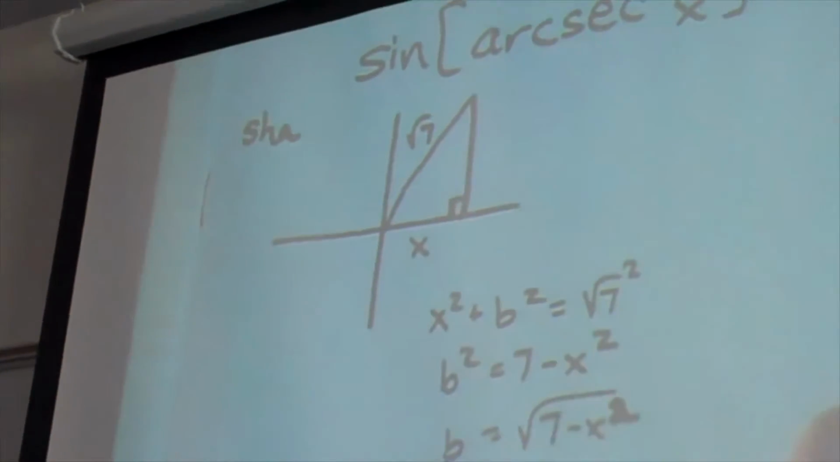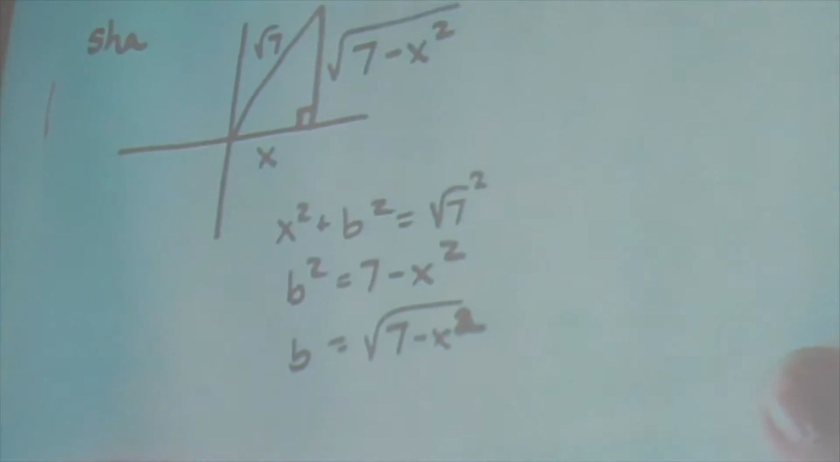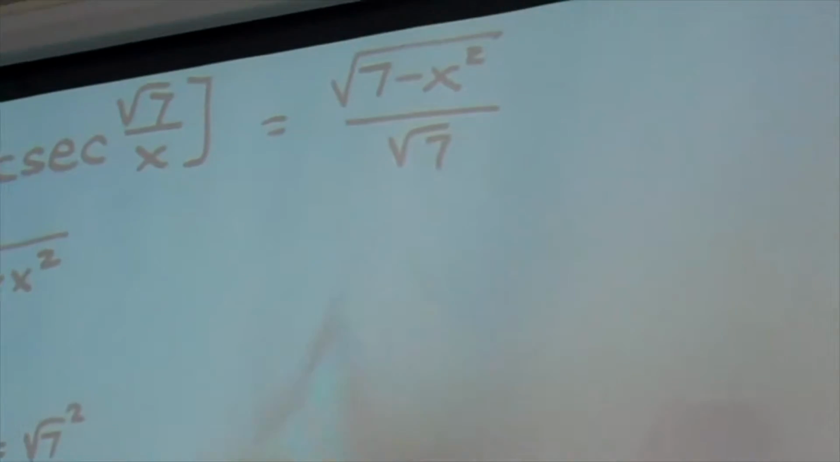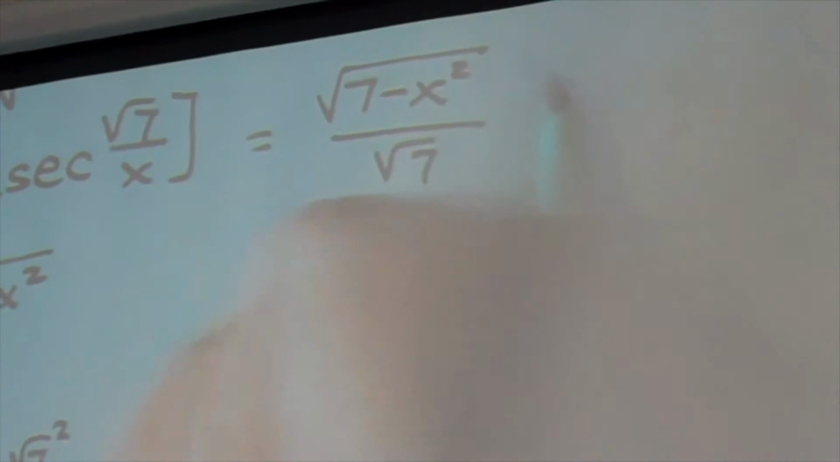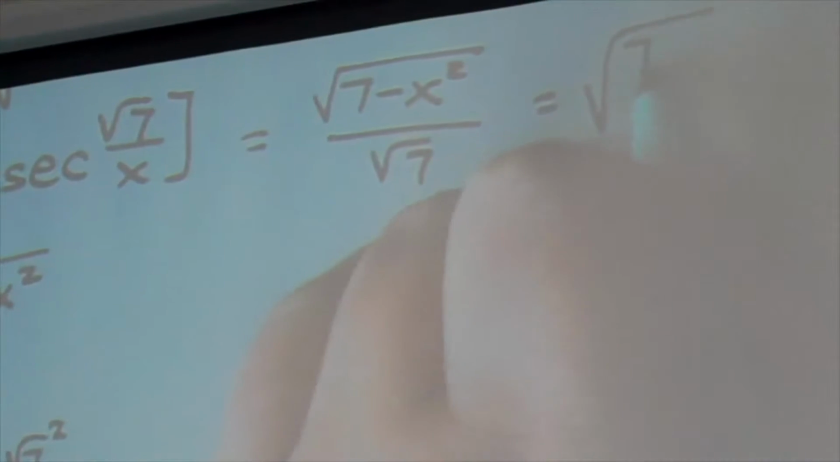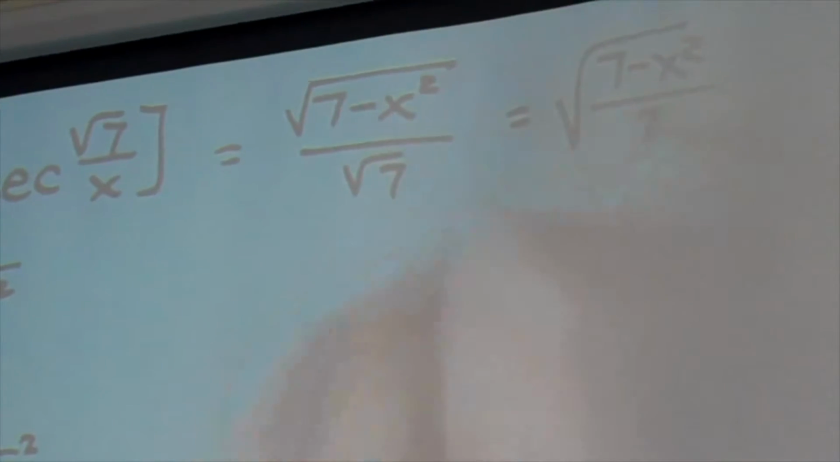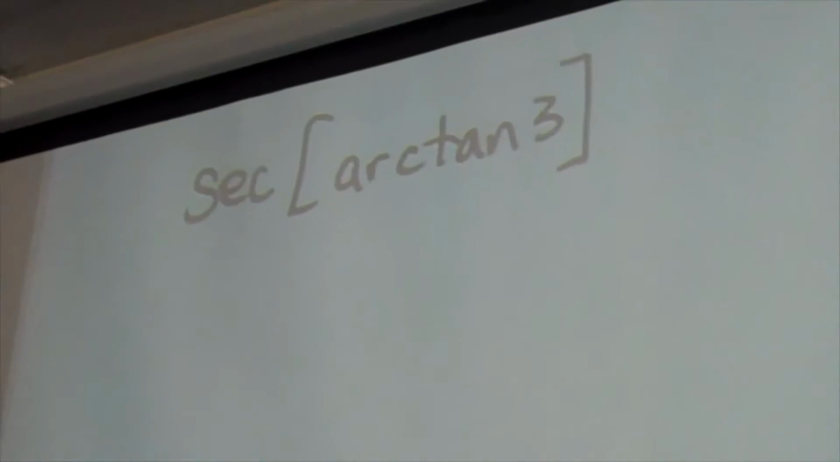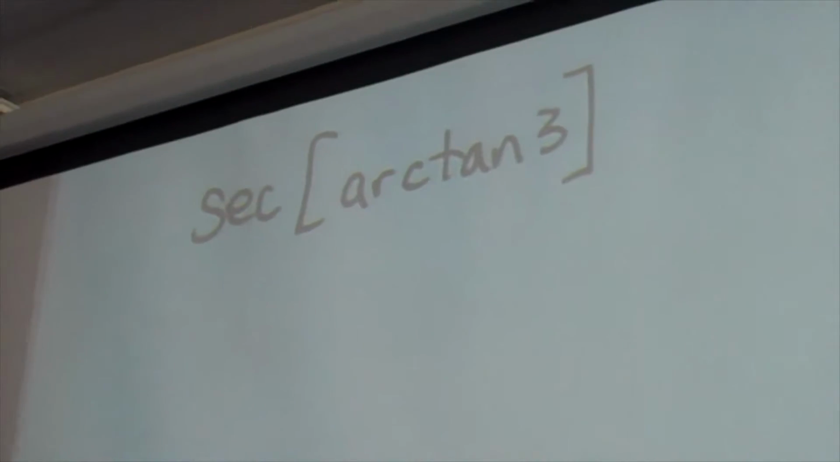Yay. Therefore, this is the square root of 7 minus x squared. So the sine of that would be opposite over hypotenuse, which is root 7 minus x squared over root 7. And since they're both roots, you could, if you wanted to, write the square root of all of it, 7 minus x squared over 7. Do you have to do that? No, you just can.